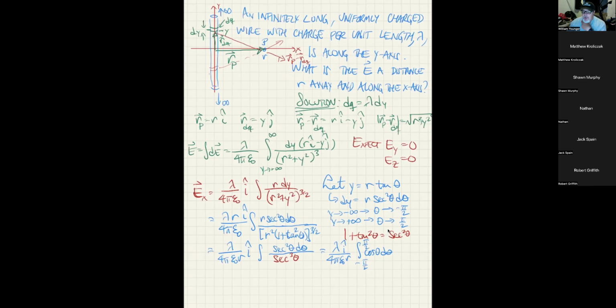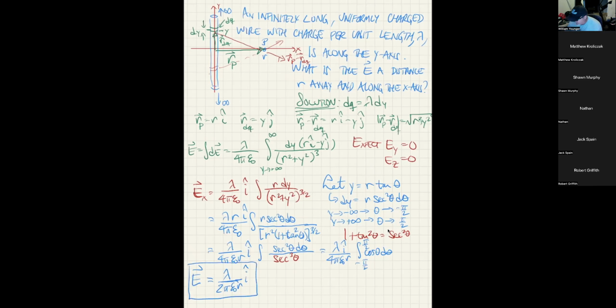But really all that's going to happen is the integral of cosine turns out to be the sine of pi over 2 minus the sine of 0, which is just 1. So you get 1 and then you've canceled out the 2. But either way, the ultimate result is lambda over 2 pi epsilon naught r in the I hat direction. And that is the total electric field.